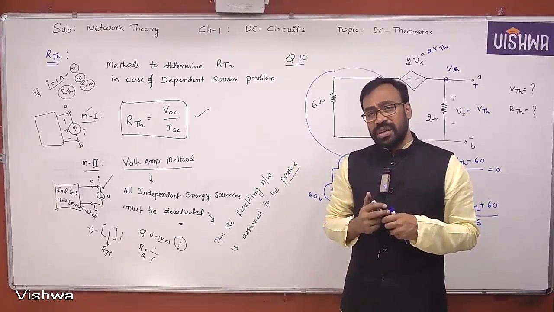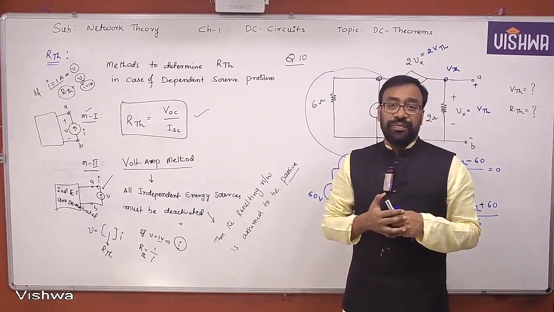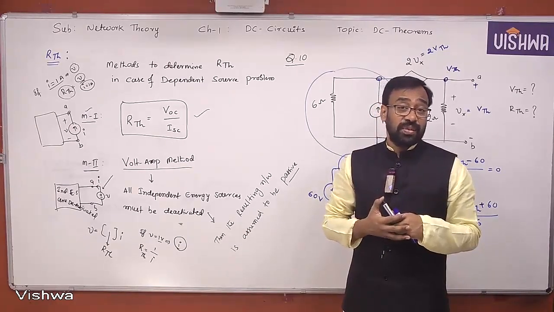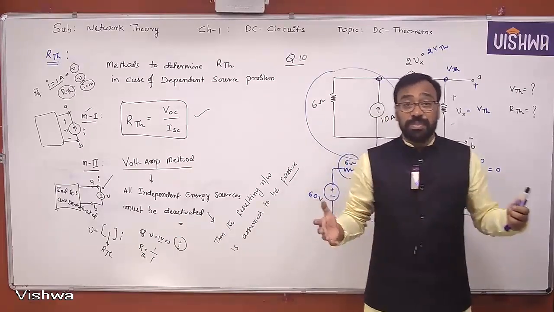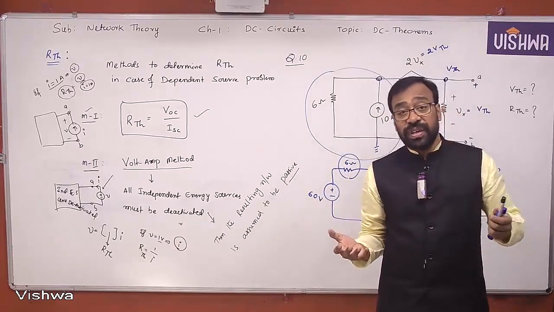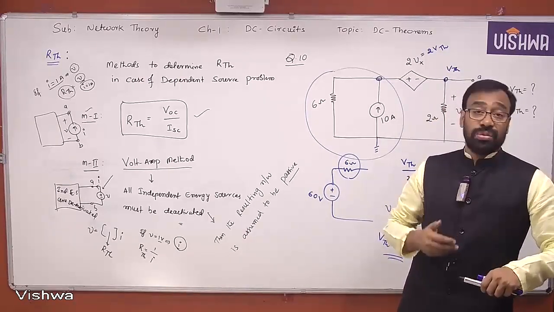How do you convert a network into passive? You have to suppress the energy sources. Which energy sources can be suppressed? Only independent energy sources can be suppressed. Dependent source cannot be suppressed because we do not know the background of it. Because dependent source is a fictitious source, imaginary source.